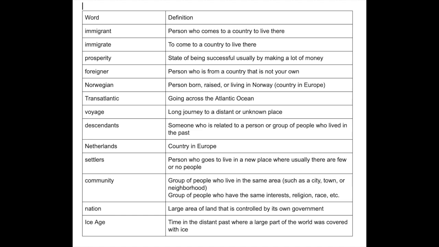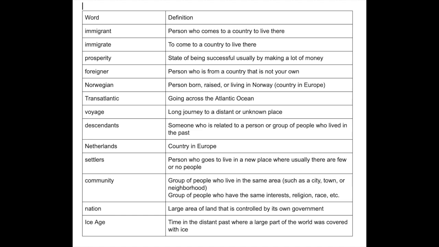Foreigner is a person who is from a country that is not your own. Norwegian is a person born, raised, or living in Norway. So like how we describe people who were born, raised, or living in Japan as Japanese, or people who are born, raised, living in America, American. Norwegian is just a term for people in Norway, or born, raised, living in Norway, which is a country in Europe. Transatlantic just means going across the Atlantic Ocean.